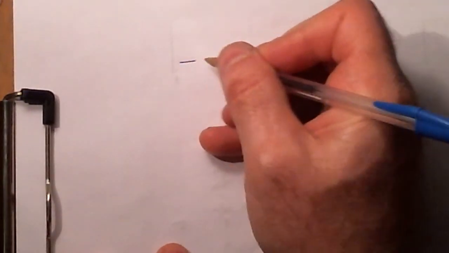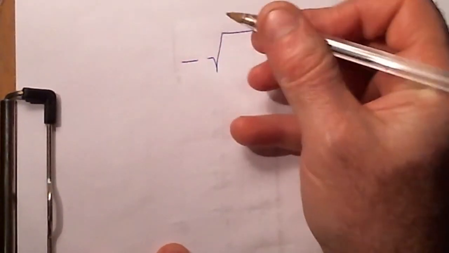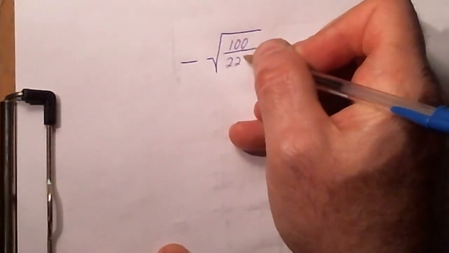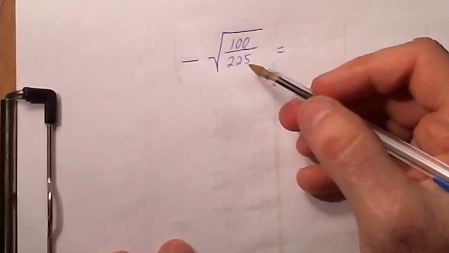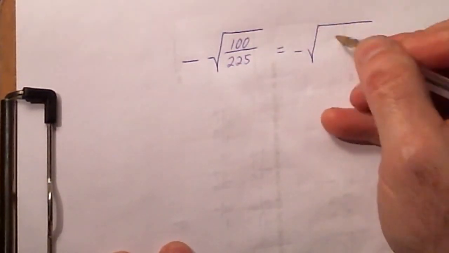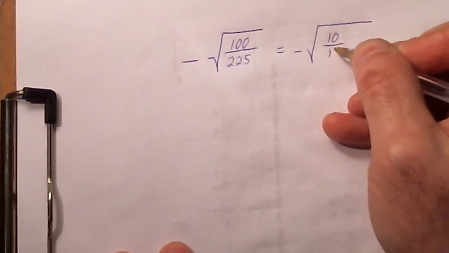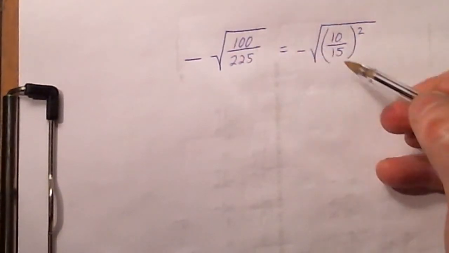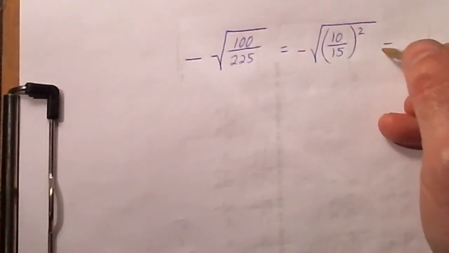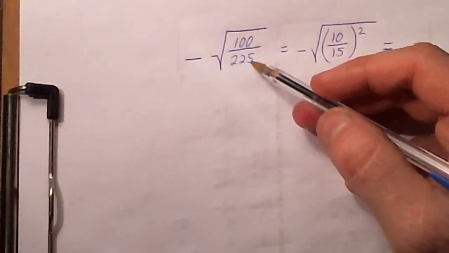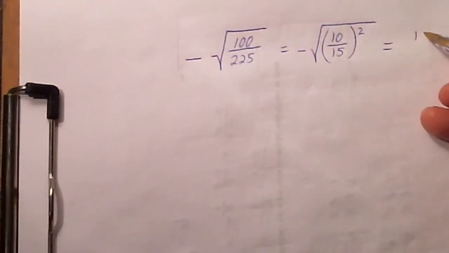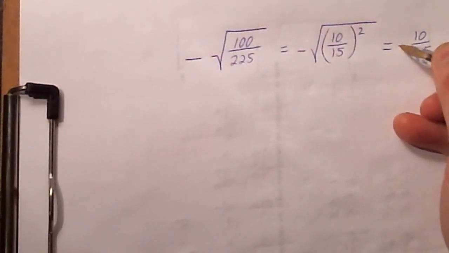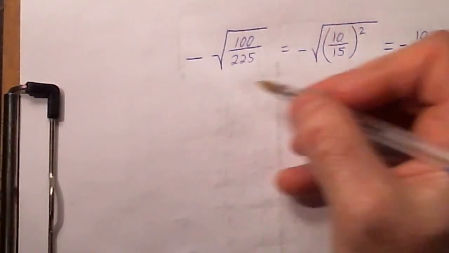All right, what would be negative square root of 100 over 225? Well, 100 over 225 is really 10 over 15 squared, because 10 squared is 100 and 15 squared is 225. So the square root of 100 over 225 is just going to be 10/15ths. And you have to bring the negative sign along because it's outside the square root. That's how that simplifies down.